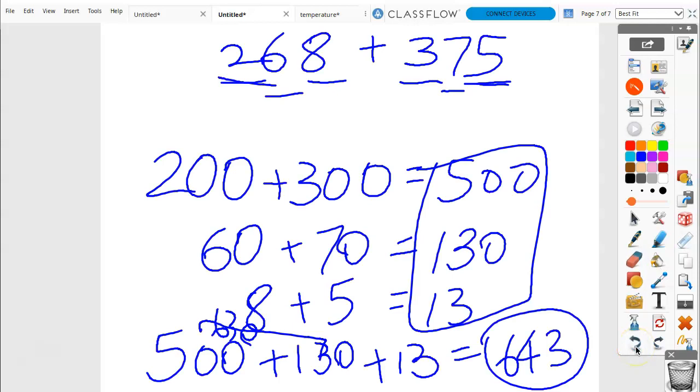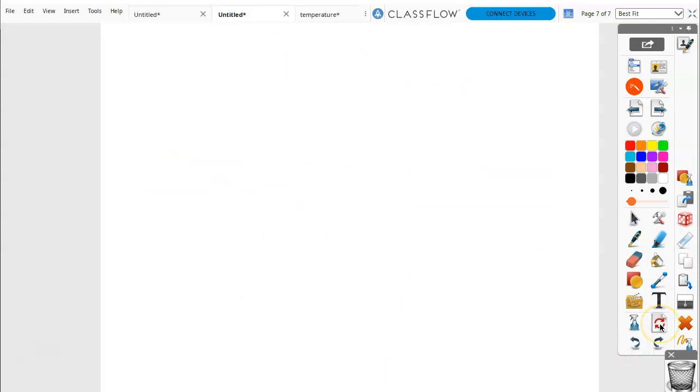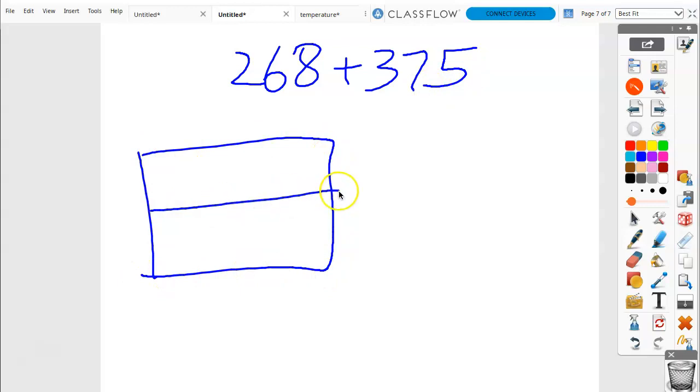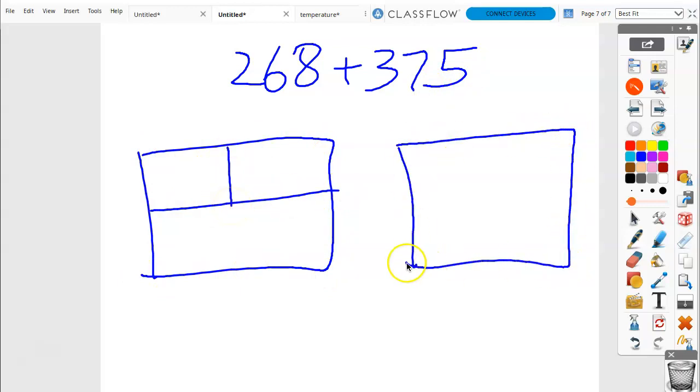Here's the question, 268 plus 375. I told students that when we do a strip diagram, it depends. It's also called part-whole. If we're adding something, that means we need to find the bigger number, so the total is missing.